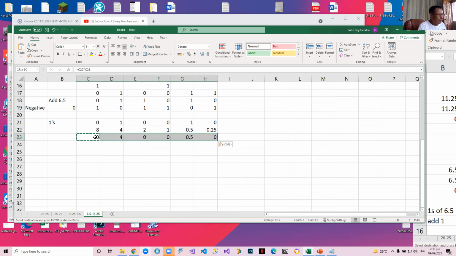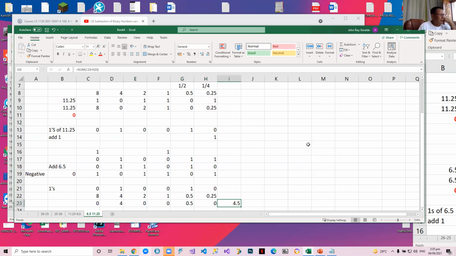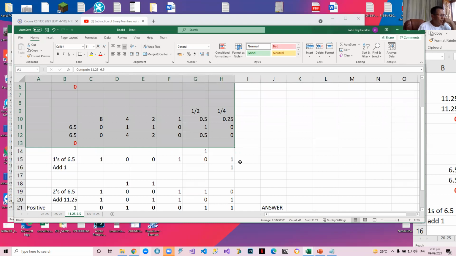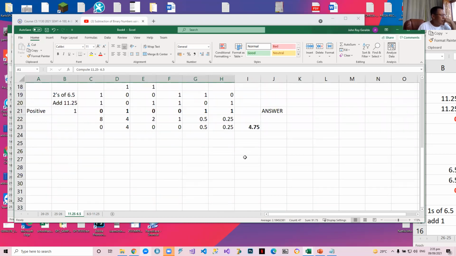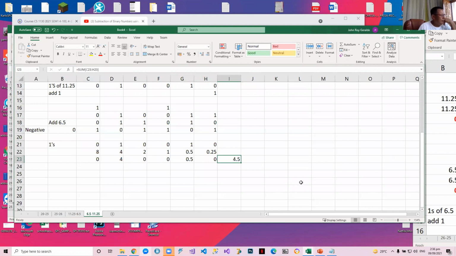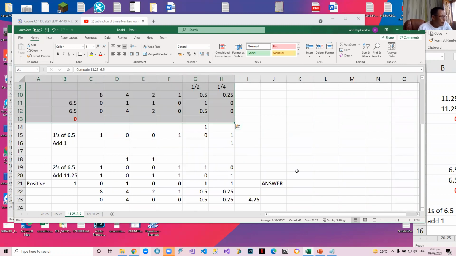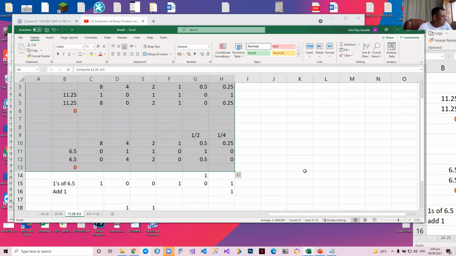Can we sum this? Okay, we sum this. So this is 4.5. Tama ba tayo? 4.25 ba? Bakit mali? 4.75. Mali tayo, no? It should be 4.75, no? Not 4.25. 4.5. Let's correct that again.